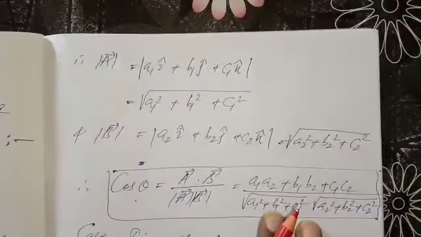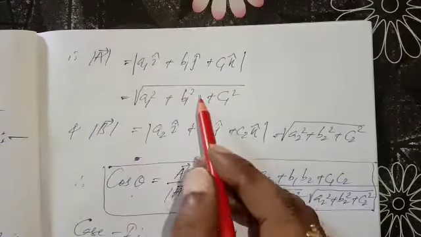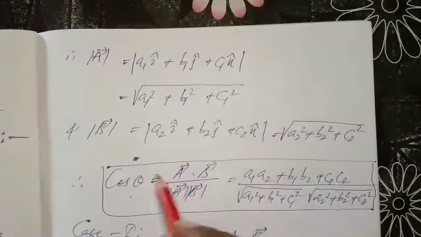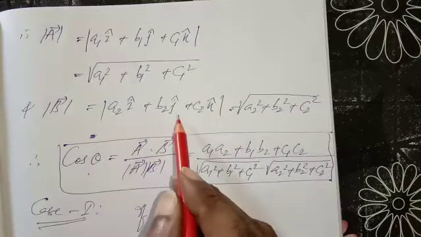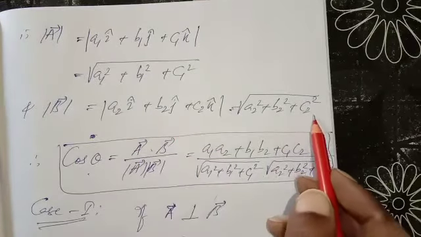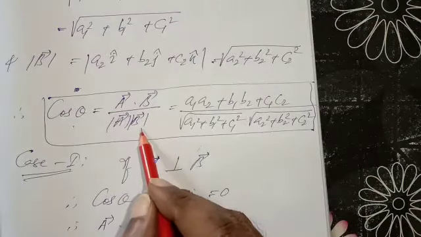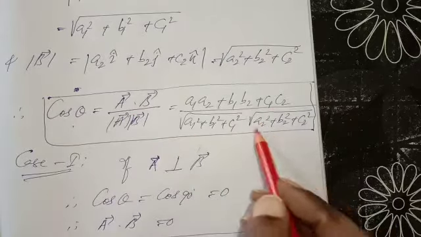The magnitude of a will be the square root of the i coefficient a1 whole square plus the j coefficient b1 whole square plus the k coefficient c1 whole square. Same process, the magnitude of b will be the square root of a2 square plus b2 square plus c2 square. Now cos theta will be a dot b by magnitude of a into magnitude of b. Putting the values of a dot b and the magnitudes, we will get this.